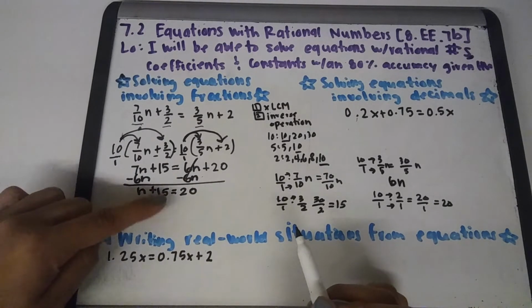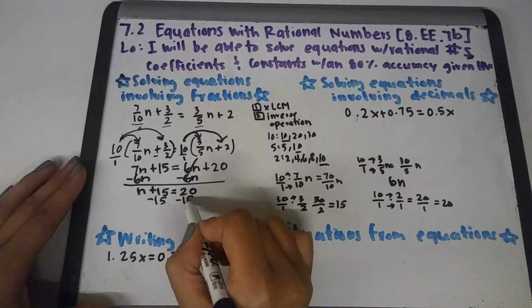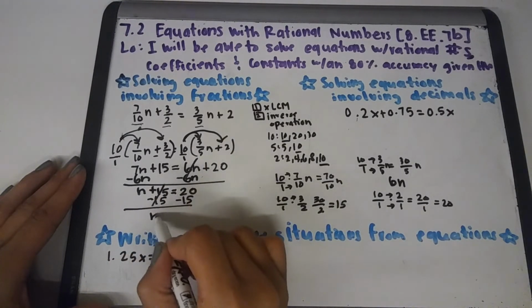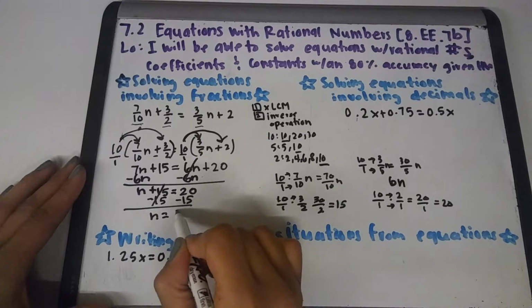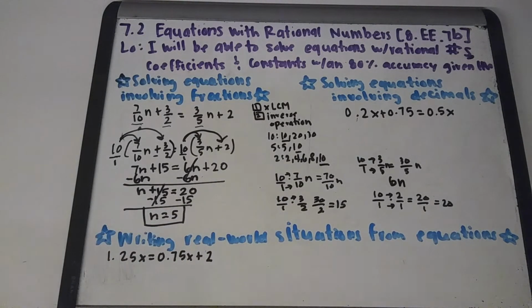Second step, I need to move the 15 to the other side. So I have to subtract 15 from both sides. So then I bring down my n equals 20 minus 15, which is just 5. So then I have my answer right there. And again, I can plug it in to check my answer to see if it's correct.